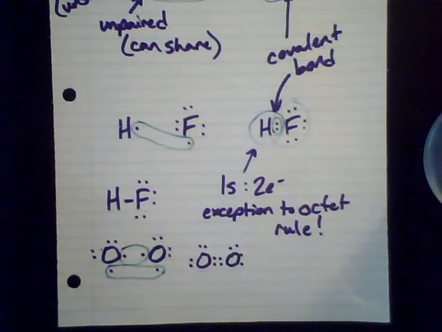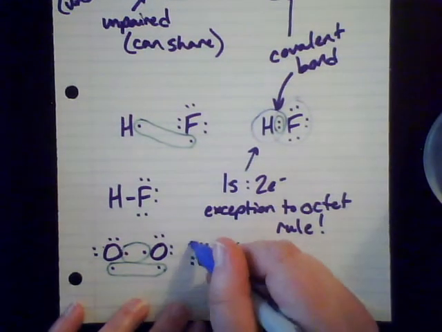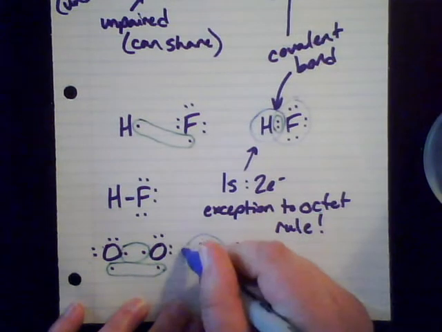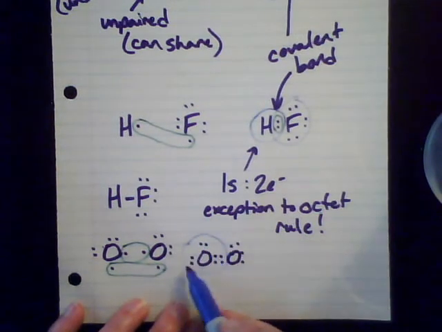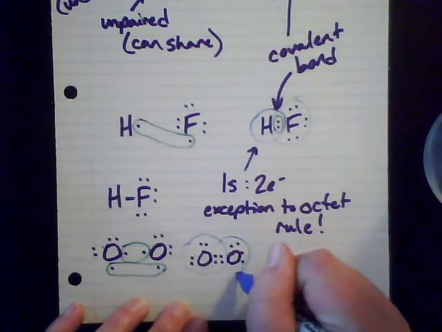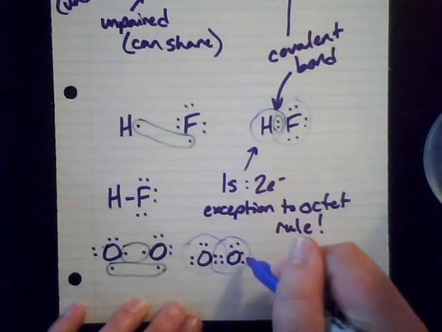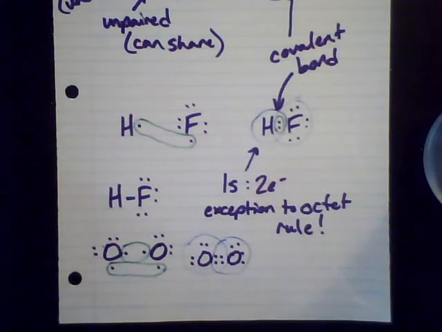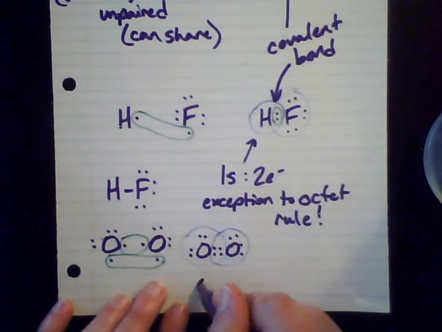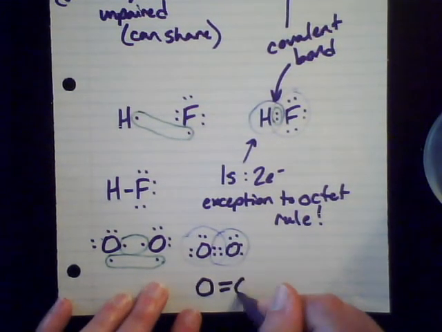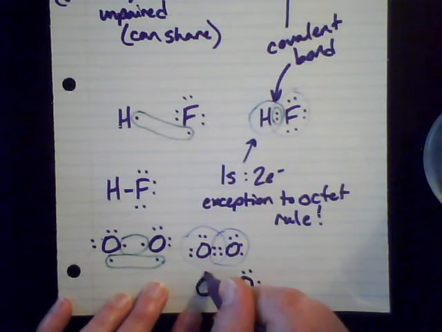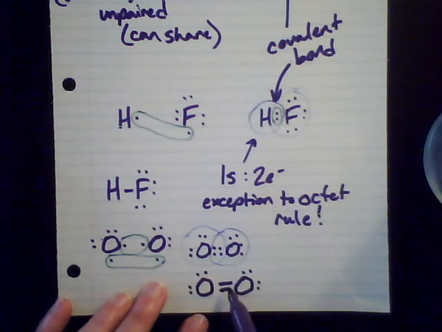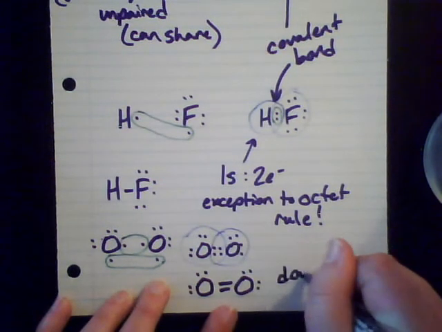And now if I'm analyzing them, I say, all right, well, this one has, with the shared ones, 2, 4, 6, 8. This one has, with the shared ones, 2, 4, 6, 8. So they both have full octets. And now when I represent two shared pairs of electrons, now I have oxygens that look like this, with this kind of, it looks like an equal sign, but the equal sign represents two shared pairs of electrons, which is called a double bond.